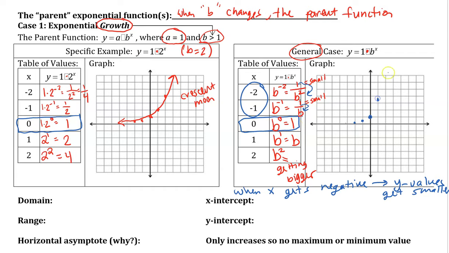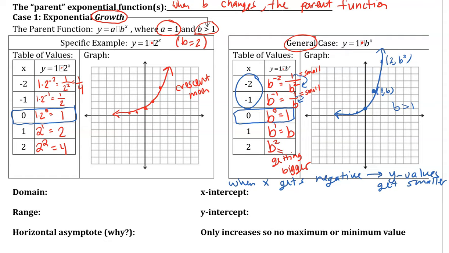So I'm just going to pick some general spots. This will be the point 1, comma b. This will be the point 2, comma b squared. They're bigger as x gets bigger. And so there's sort of our general shape. Specific example, when b was 2, general example for any base b that's greater than 1. It'll be bigger on the right, smaller on the left.